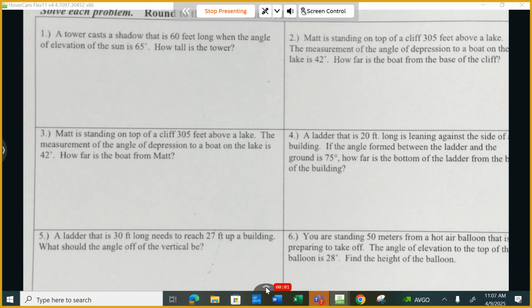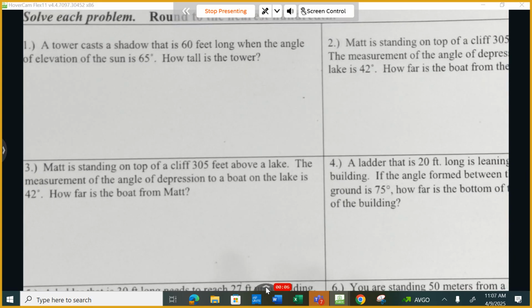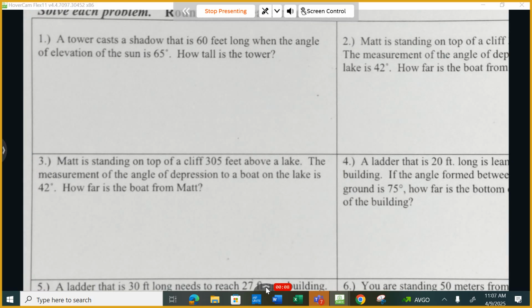So we're all going to look at number 1. We're not doing these in order. We're going to skip some of these because we have not gone over inverse functions yet. A tower casts a shadow that is 60 feet long when the angle of elevation of the sun is 65. How tall is the tower?